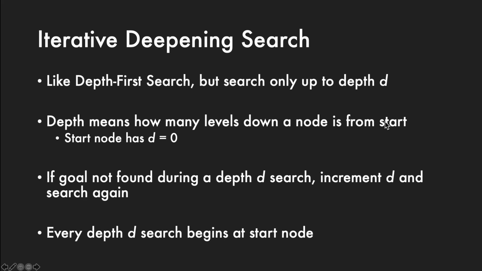Iterative deepening search is like depth first search, but searches only up to depth D. Depth means how many levels down a node is from the start. The start node has D equal to 0. If the goal is not found during a depth D search, increment D and search again. Every depth D search begins at the start node.